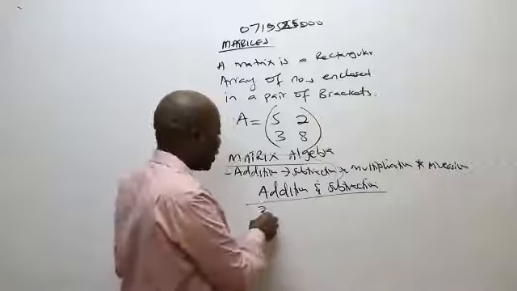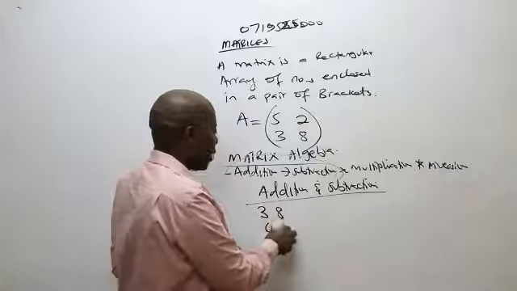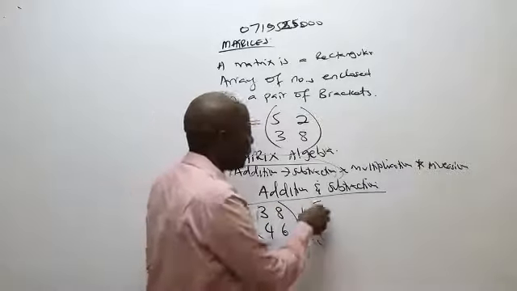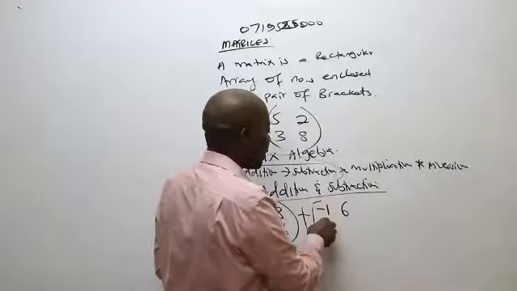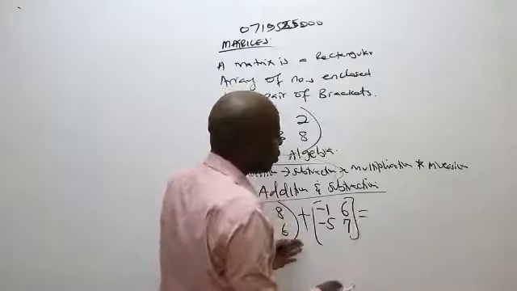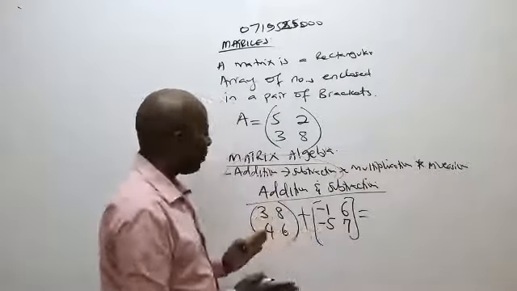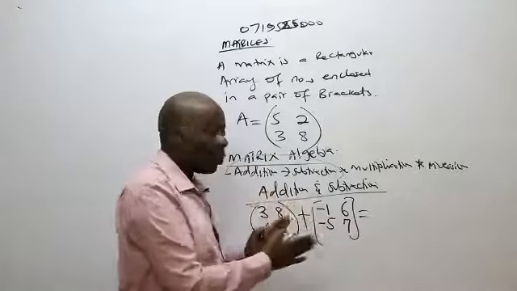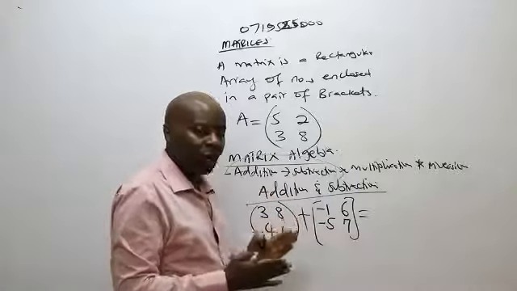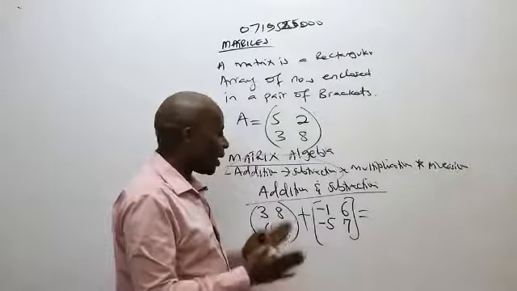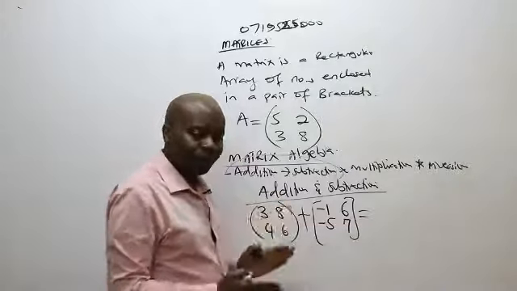If you're given a matrix like 3, 8, 4, 6, and you're told to add this matrix to -1, 6, -5, 7. For matrix addition, what you're supposed to know, ladies and gentlemen, is that for compatibility, these matrices must be of the same size. They must be of the same order.